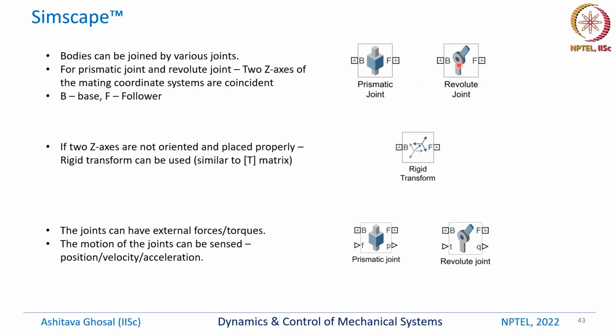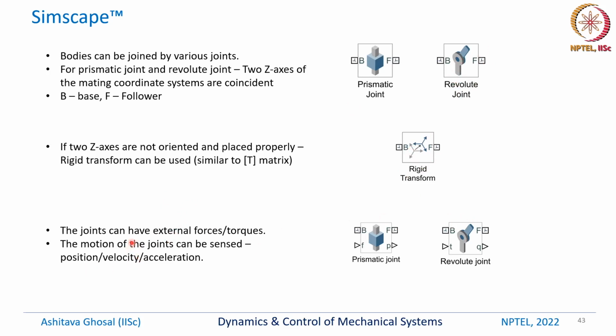Most of the time the z-axis is the joint axis, and that is what it means here. I have one body and this is another body and they are connected by a rotary joint, which basically means that we have to make sure that the z-axes of both of these at this point are coincident. If the two z-axes are not oriented or placed properly, you can use rigid transforms similar to the T matrix. So you can do translation and orientation of these two rigid bodies such that you can put a joint there.